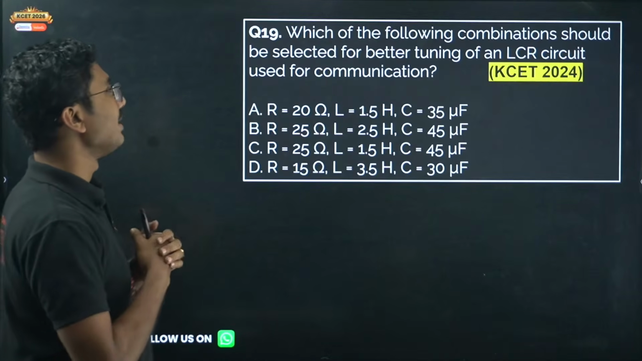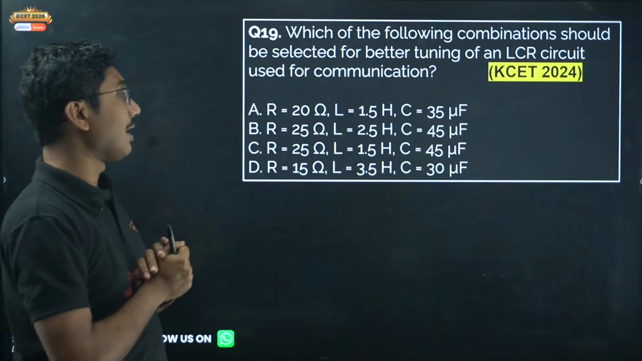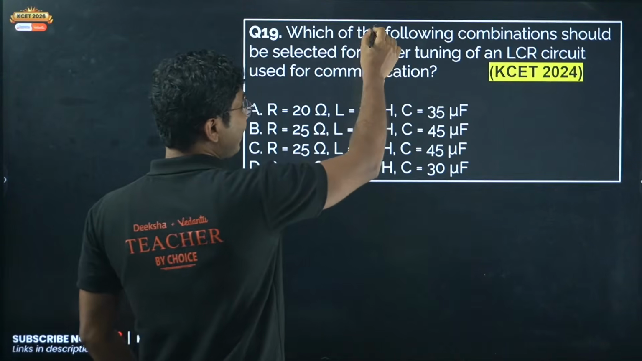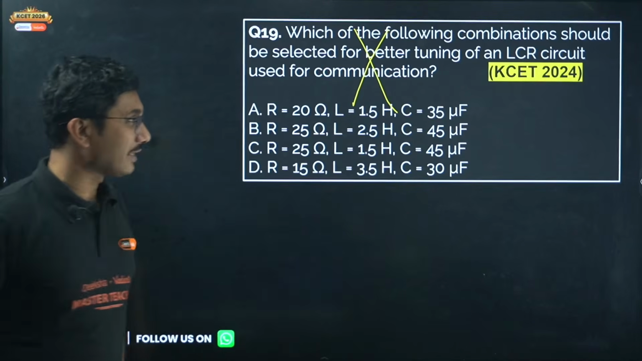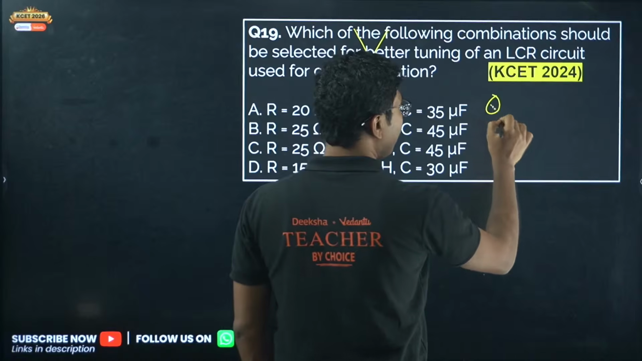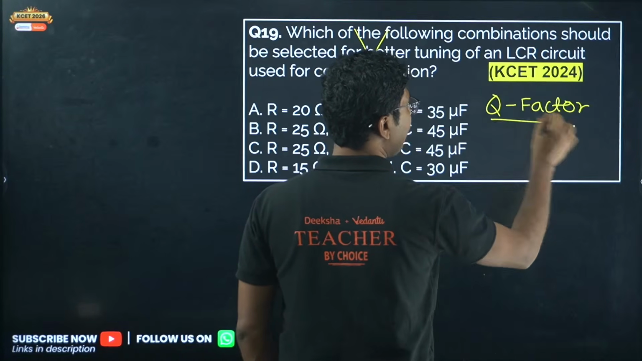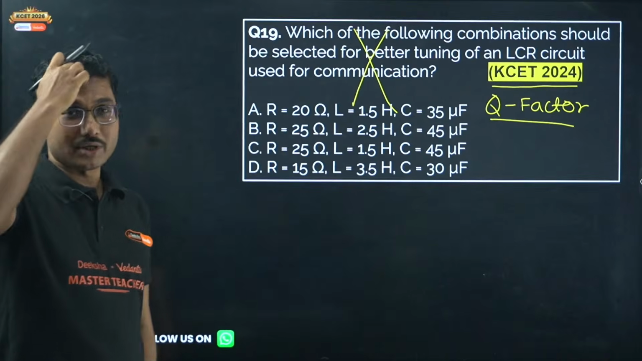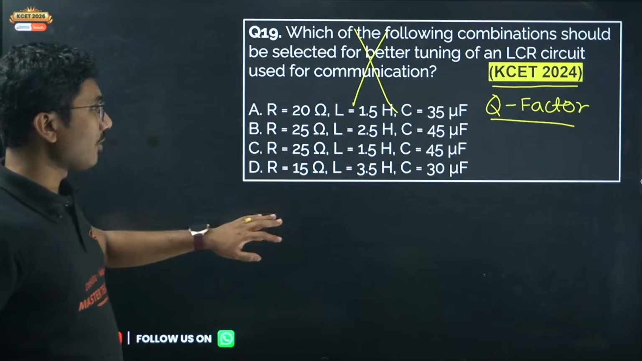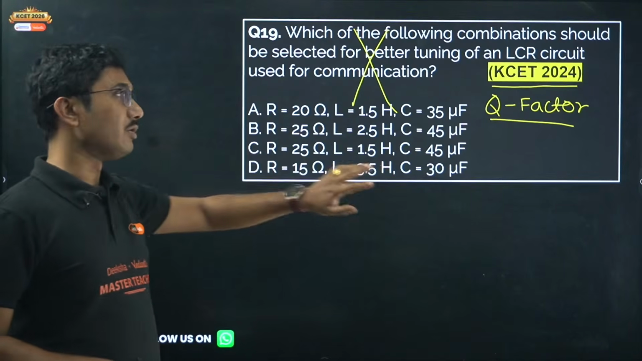Now question number 9: which of the following combinations should be selected for beta? This question is out of syllabus. Sorry, this is a Q factor related question. Q factor is not part of the syllabus anymore. This question is out of syllabus, and it came in 2024. There are a few questions in 2024 which are actually out of the syllabus, and this question is one of them. So you don't need to solve this question. If you see this question, you can ignore it.